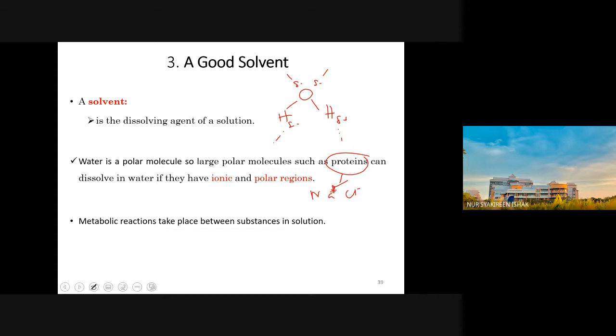Metabolic reactions take place between substances in solution. For example, let's say this is your body cell. Your body cell has cytoplasm, and inside the cytoplasm it is in an aqueous state. Why? Because your cell is also full of water. So water in the cell will act as a medium for reactions to occur inside the cell. The presence of water in aqueous condition allows metabolic reactions to occur.